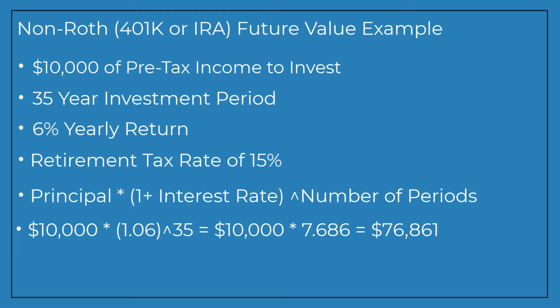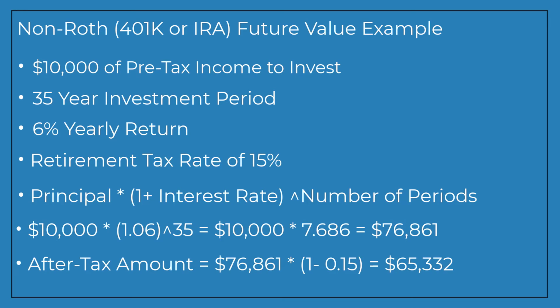$76,861 after 35 years. Next, we apply taxes when the money is withdrawn, and as the tax rate is 15%, we multiply the $76,861 by 1 minus the tax rate, and that gives us an after-tax amount of $65,332.